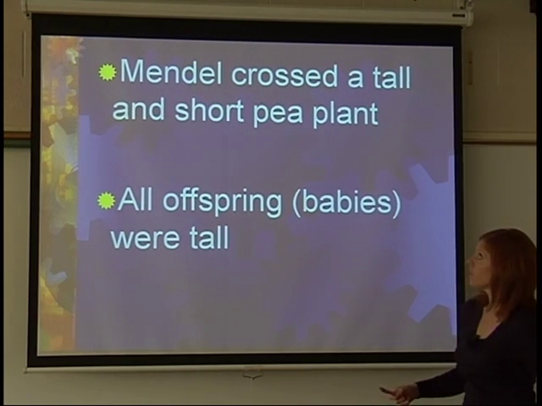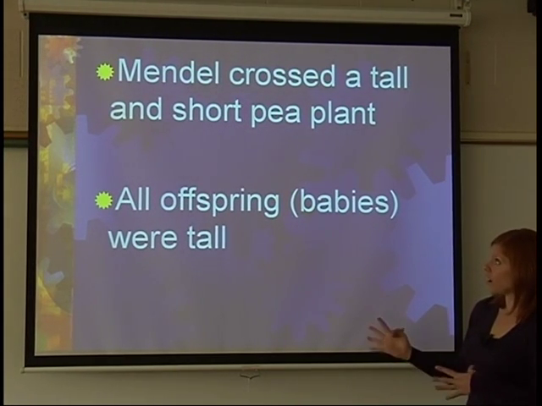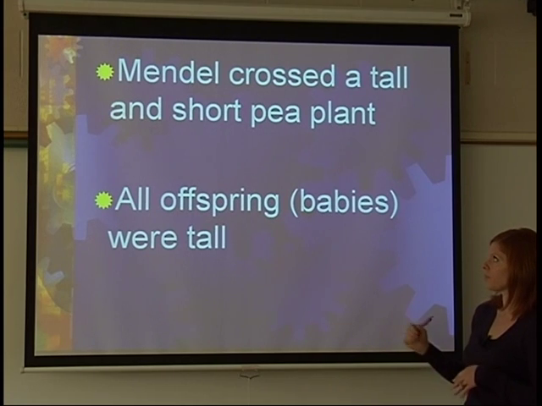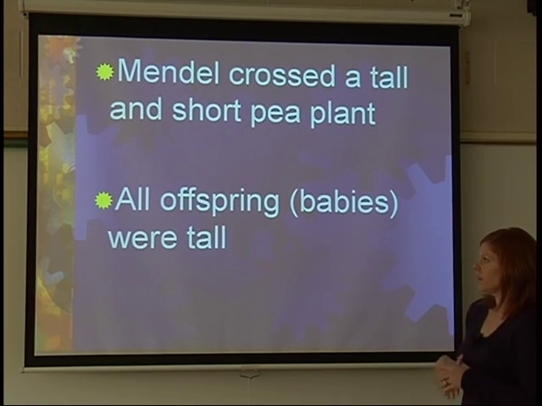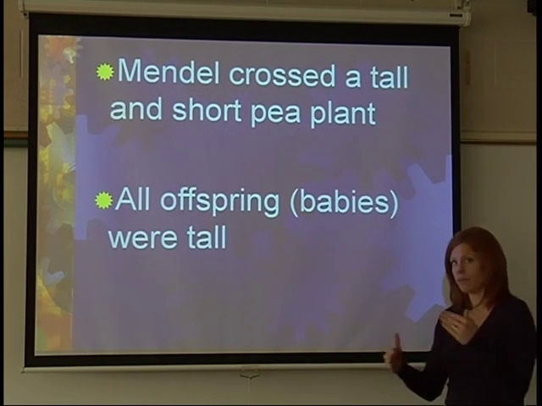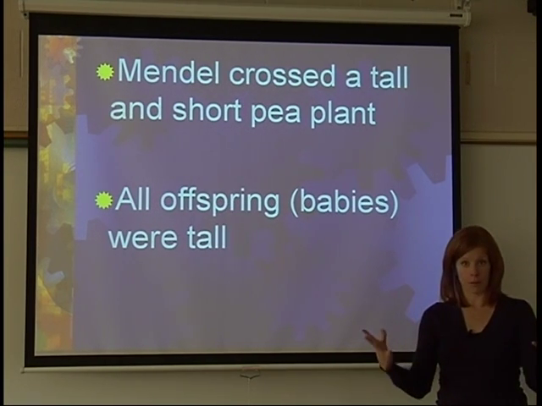So what Mendel did for his research is he took a pure tall plant and a pure short plant, and he crossed them, and what he realized was that all of the offspring were tall, not medium in the middle somewhere. They all came out with the tall trait.